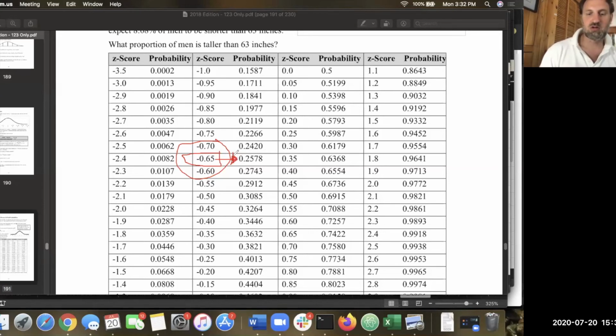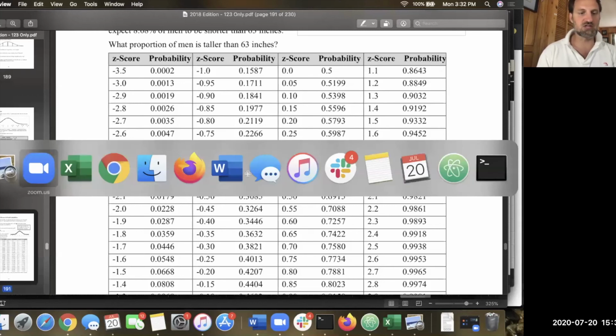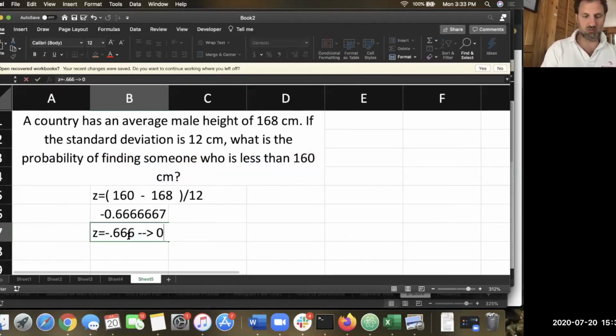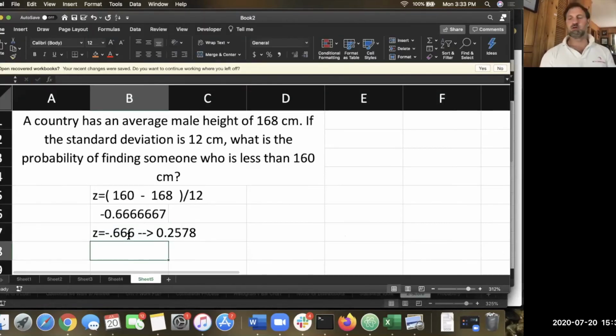So then what do I do with this number? That's the next part. 0.2578 is what I get. And how do I use that to interpret? Z equals minus 0.666 leads to 0.2578. And what do I do with that?